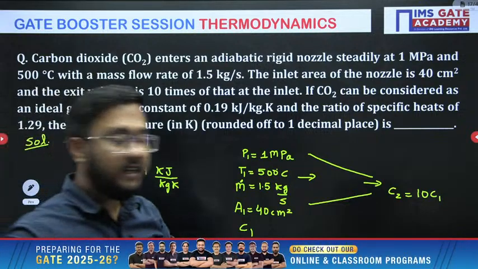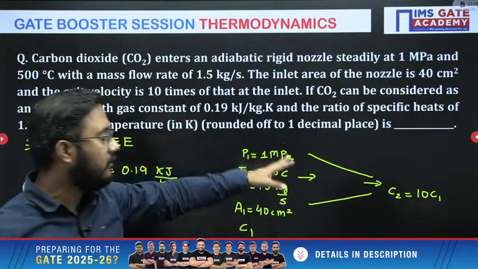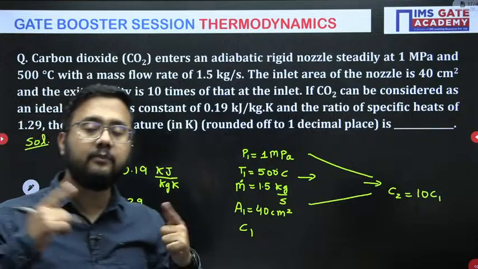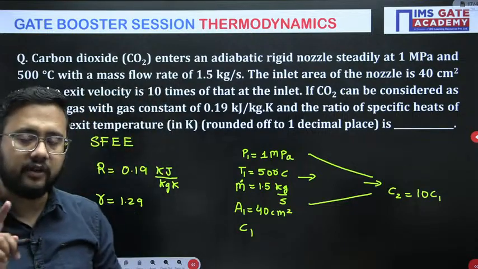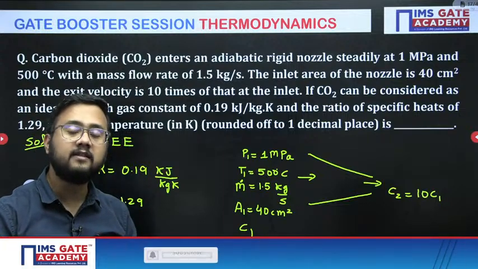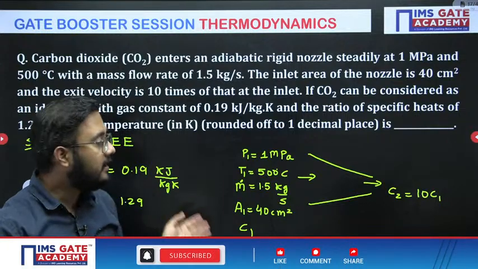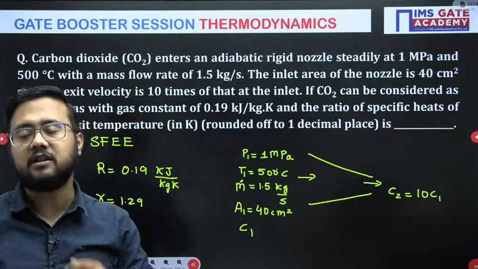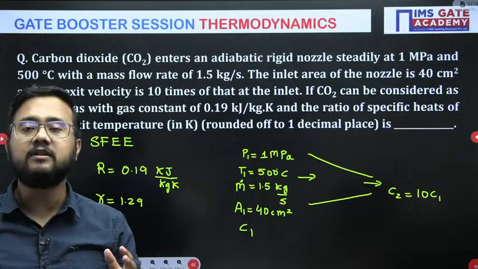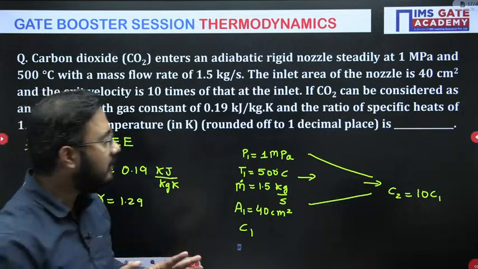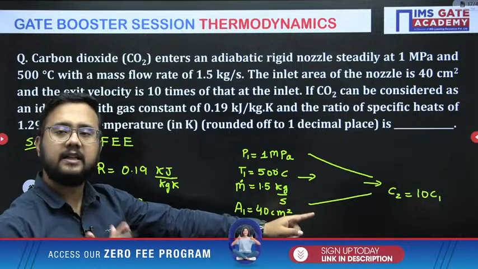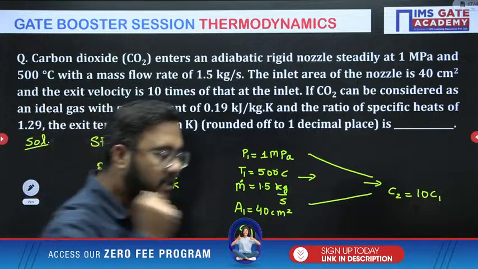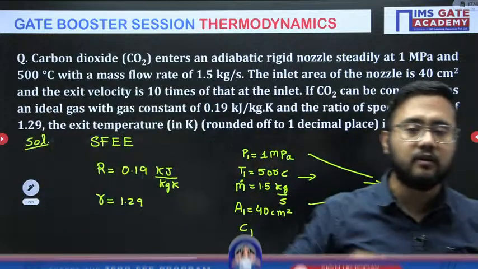See, Aditya, understand, they have given outlet velocity 10 times C1. It means C1 will have some value. So we have to think immediately how to calculate C1. That is a very good question, because in some problems they will neglect the inlet velocity, but they will mention this point in the question: inlet velocity is neglected. But when they have given information that outlet velocity is 10 times inlet velocity, how can you neglect the inlet velocity? So immediately you have to think about how to calculate inlet velocity.